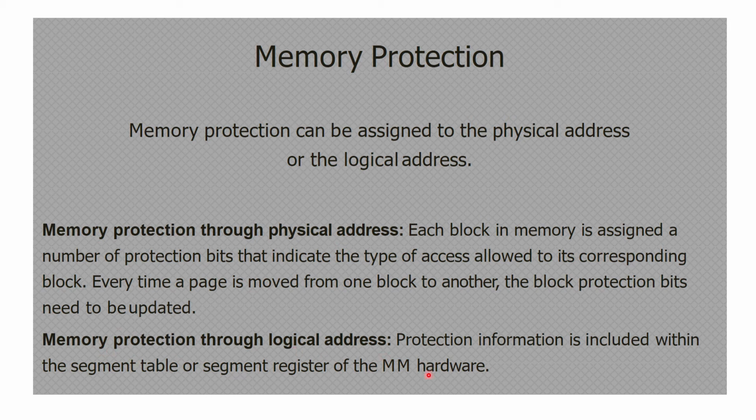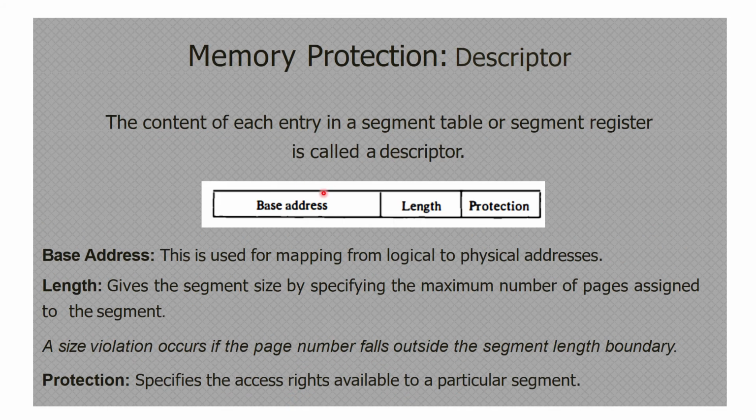Similarly, through the logical address, the protection information is included within the segment table or the segment register of the main memory hardware. Let's see what it means. There are three things which need to be checked. The content of each entry in a segment table or segment register is called a descriptor. So this is my descriptor. It has three things: the base address, the length, and the protection. The base address is used for mapping logical to physical. The length gives the segment size by specifying the maximum number of pages assigned to a segment. A size violation occurs if the page number falls outside the segment length boundary. And then the protection specifies the access rights available to a particular segment.